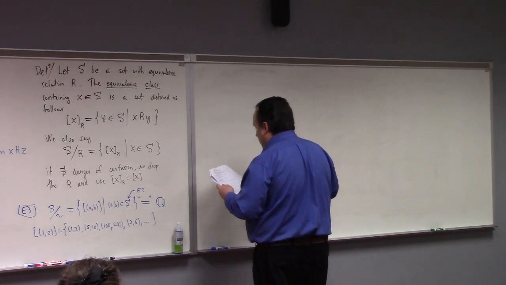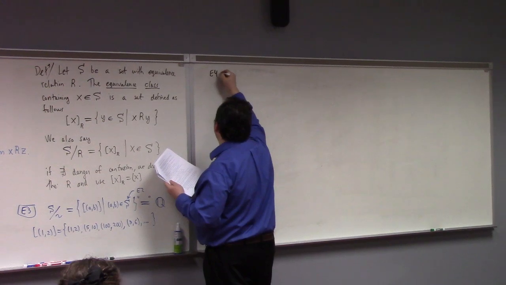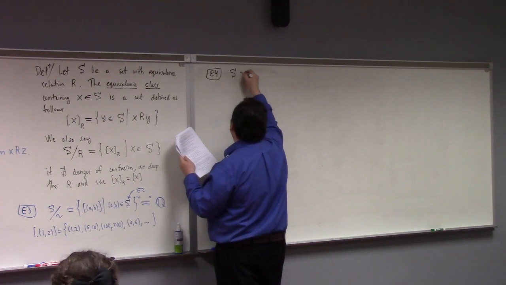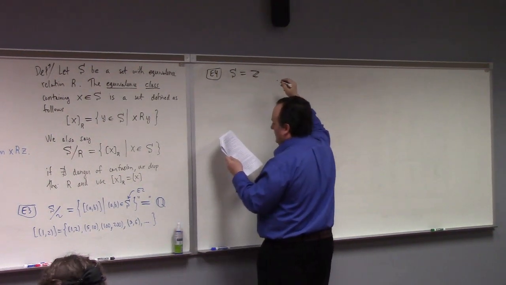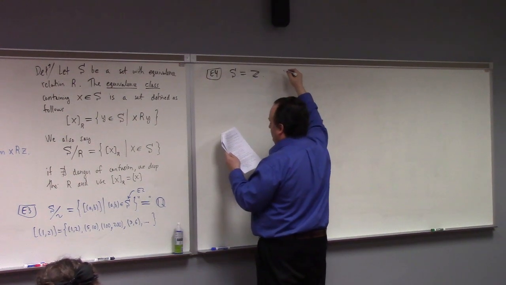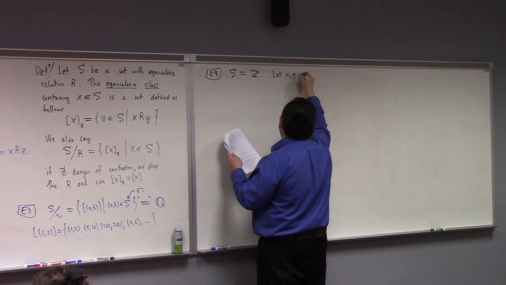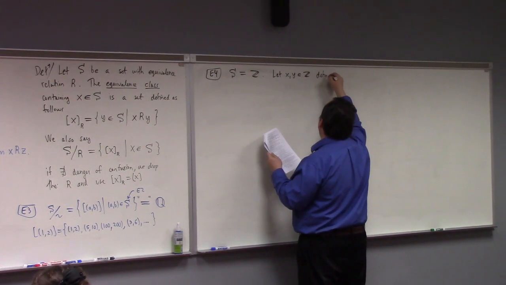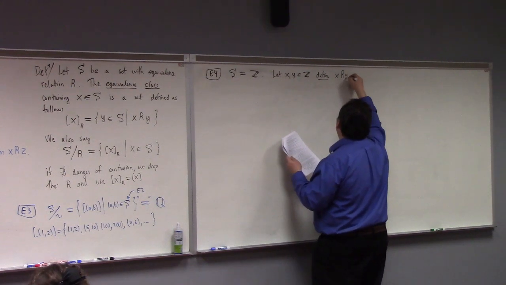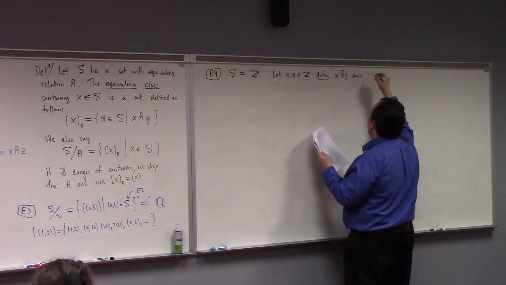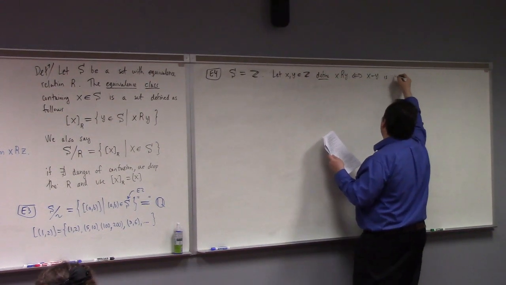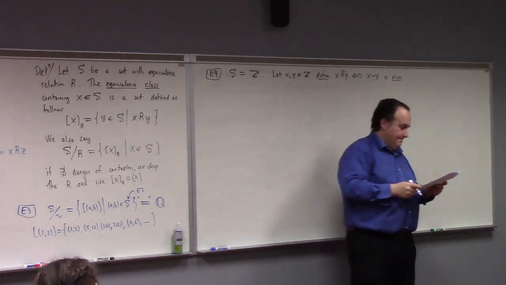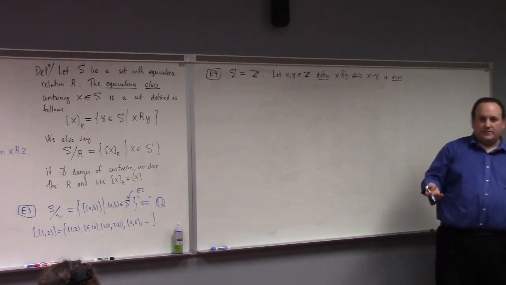Okay, so example 4. We'll take the set to be the integers, and we'll say let x and y be integers. Then define x related to y if and only if x minus y is even. Is this an equivalence relation?